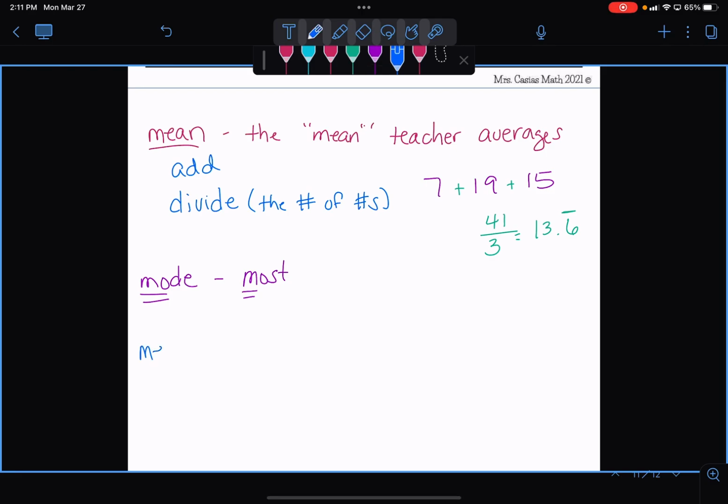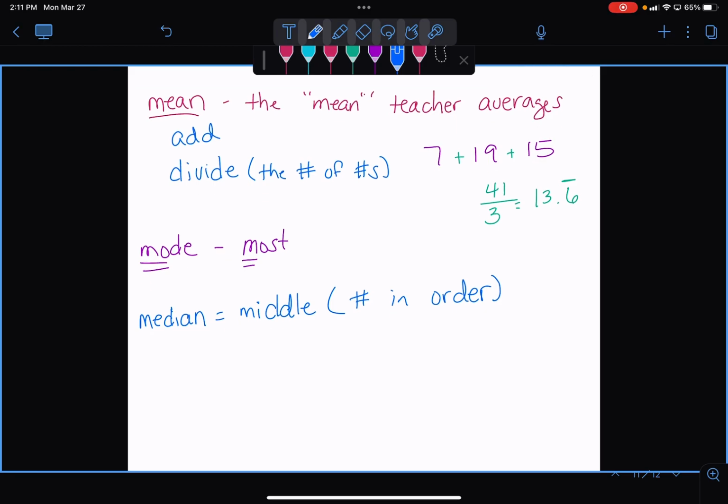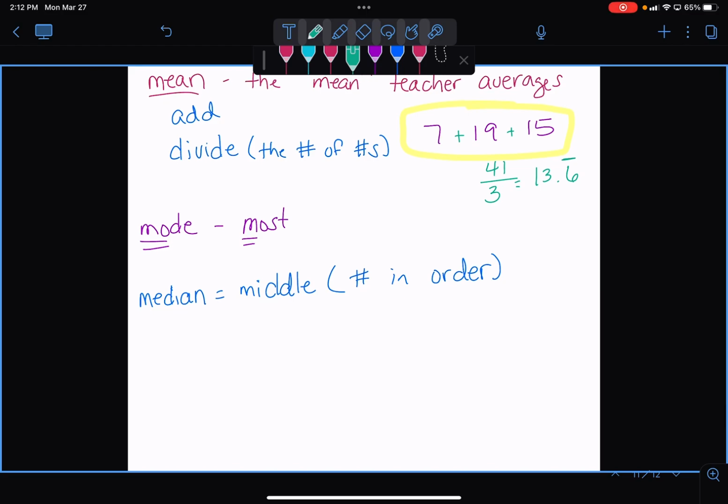The last one we need to review is median. Median is the middle. But when you're putting them in order, you have to put them in order. Least to greatest or greatest to least, it doesn't matter. But they have to be in numerical order. So if you looked at the numbers up above that we wrote, what would the median be? What is it? 15. Good. Because if you put them in order, it's 7, 15, 19. And 15 is the median. Do y'all remember doing this? Okay.